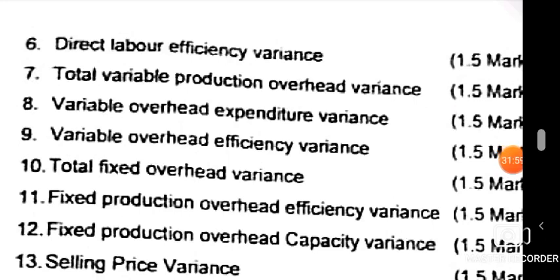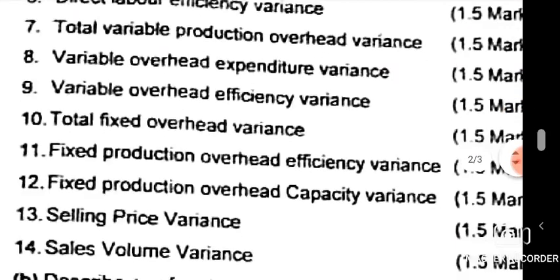Number 10, we're moving. Total fixed overhead variance. As usual, to find total, you have to add up what? You have to add up your fixed overhead efficiency. All those things are the subdivisions of the fixed overhead variances. Fixed overhead efficiency, fixed production overhead capacity. Those things you add together so you can get total.